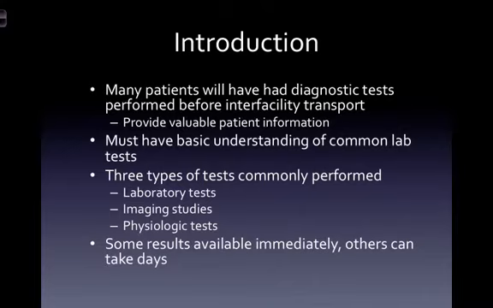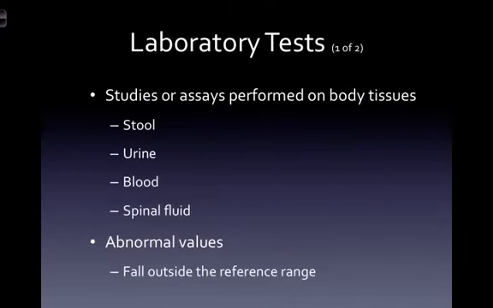There are 3 types of tests that we'll commonly find in these transport packets. Laboratory tests, imaging studies, and then physiological tests. Results on some of these tests, like say an ABG, are almost immediately available, or even closer would be a fingerstick blood sugar. It only takes about 15 seconds nowadays. Others can take several days to figure out the test.